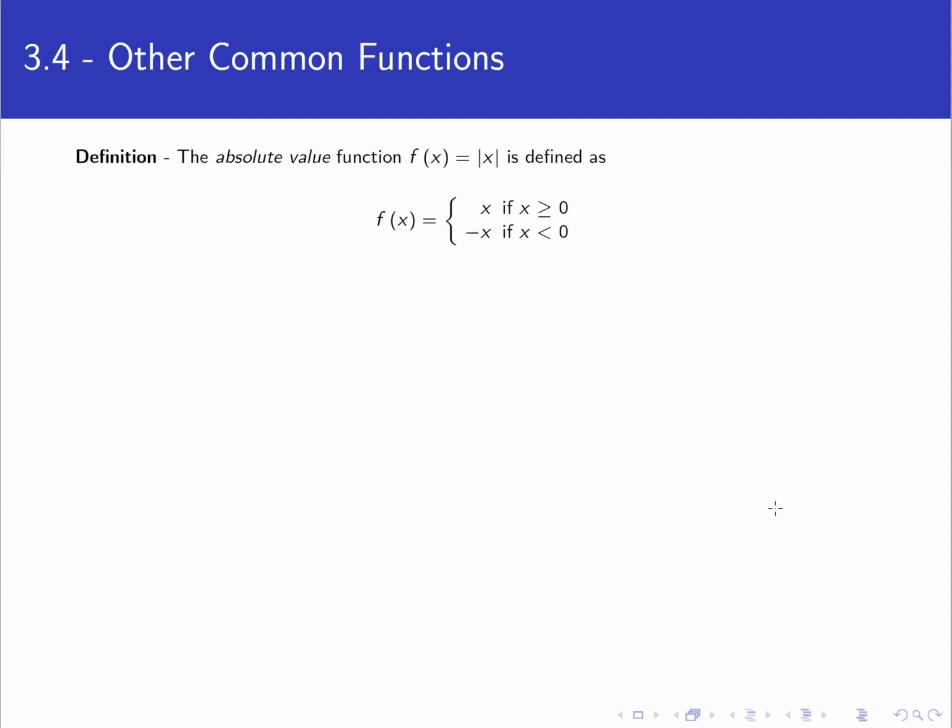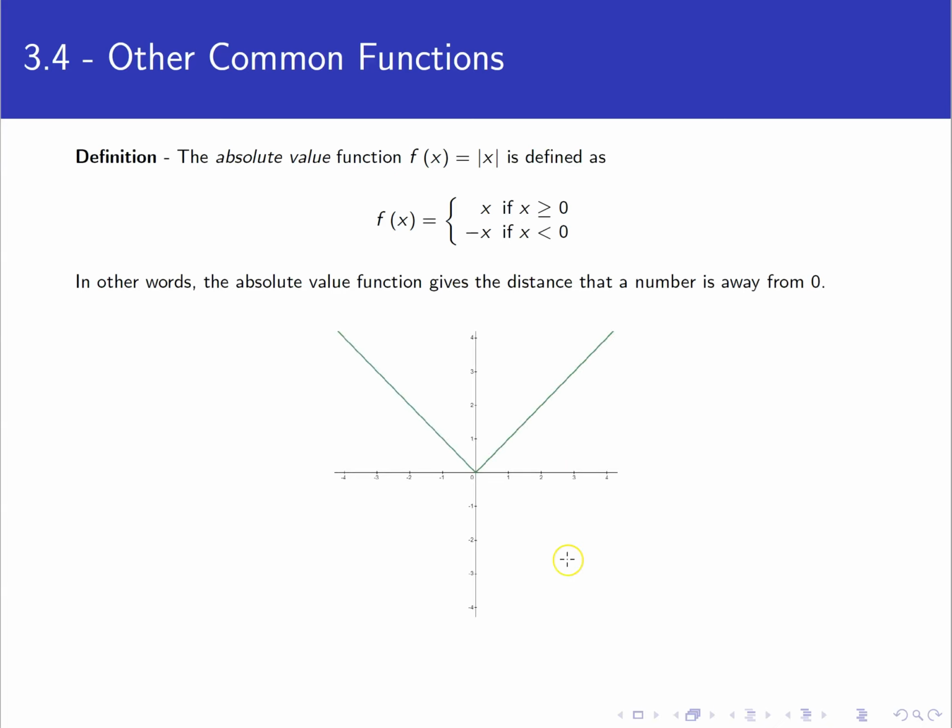So what we mean by distance from 0 is that if the number is positive, that tells you how far away it is from 0. But if the number is negative, we take the opposite of it, and then you get a positive number that tells you how far away it is from 0. So the absolute value function says, leave it alone if it's positive, make it positive if it's negative. Again, absolute value gives distance from 0. Absolute value is a distance function. Here's what a graph of that looks like.